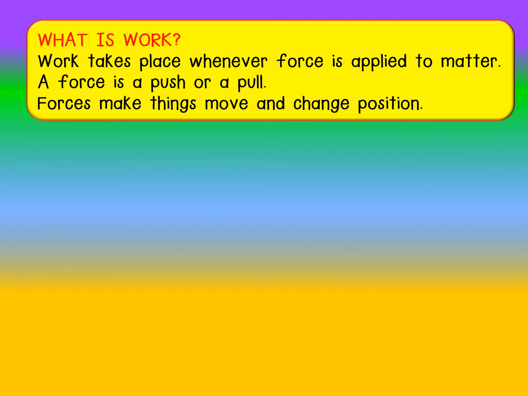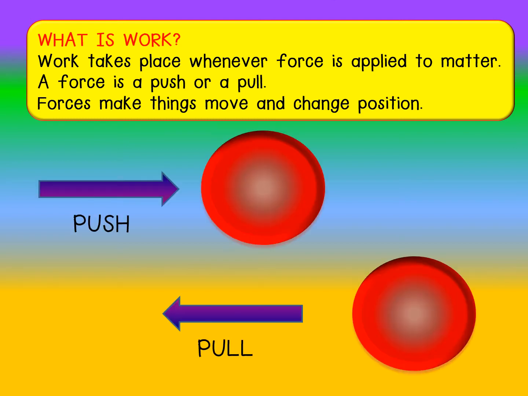If energy is the ability to do work, then what is work? Work is done when matter is exposed to forces. There are forces in an atom, in a cell and in a galaxy. Forces are present in all matter in the universe. The two kinds of forces are a push and a pull.